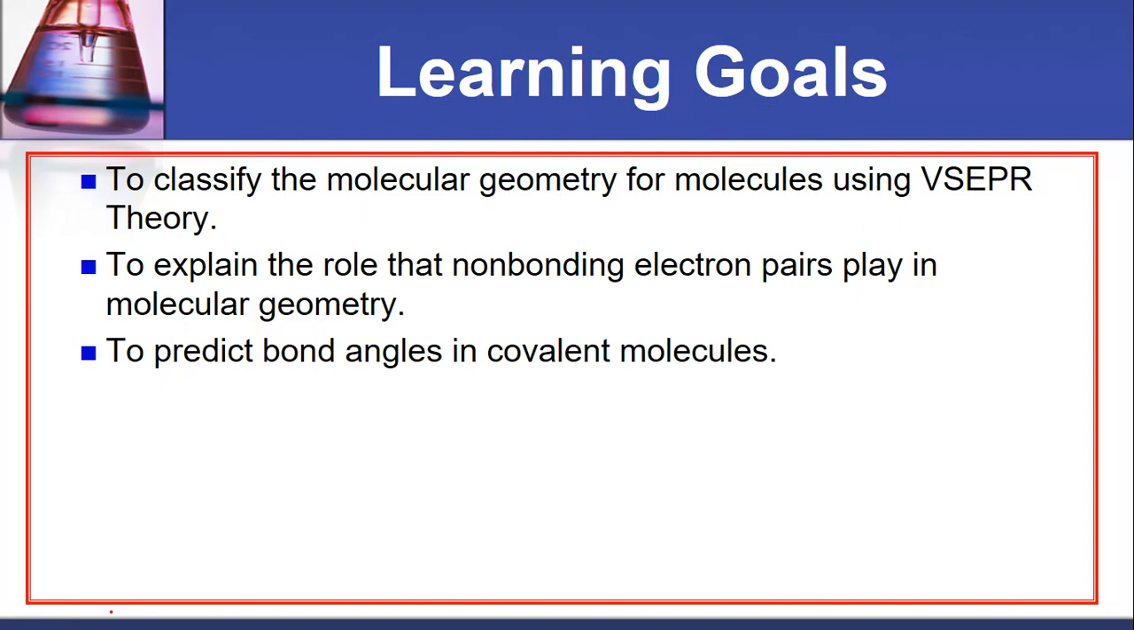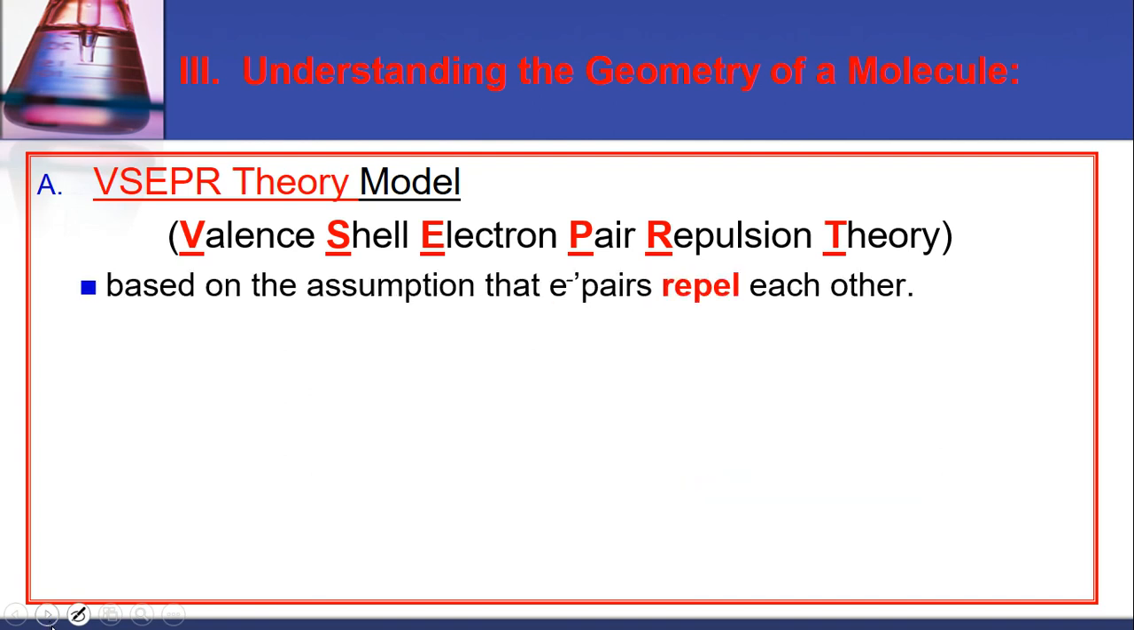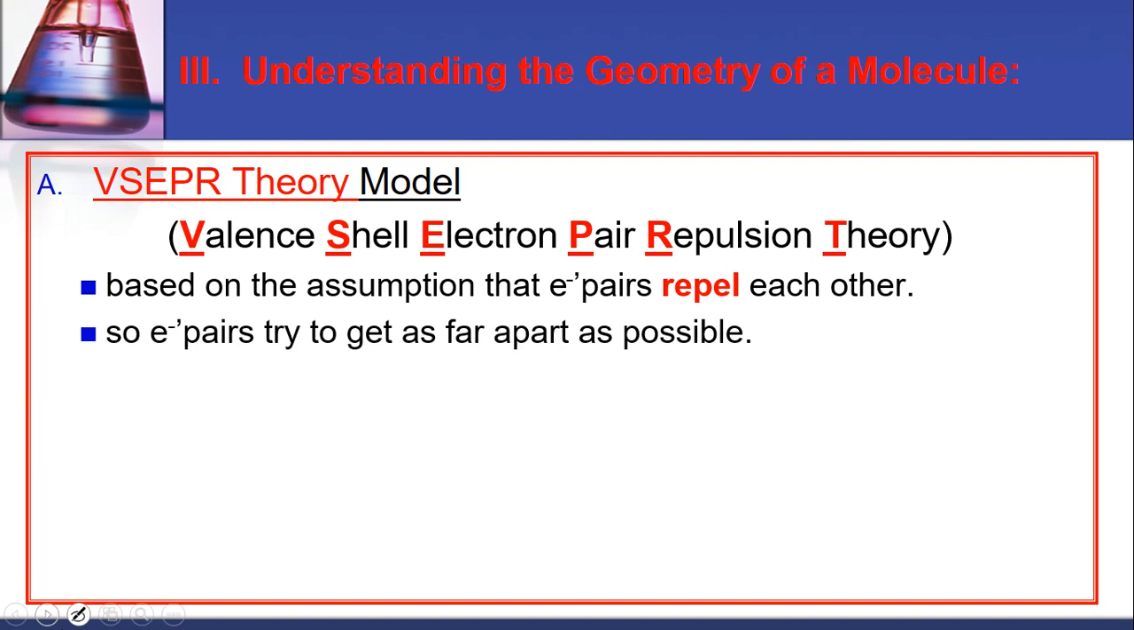So let's get right back to our lesson and let's talk about what exactly this VSEPR theory is. The VSEPR model helps us understand the geometry of a molecule, and VSEPR is an acronym. It stands for Valence Shell Electron Pair Repulsion Theory. And just like the name sounds, it's based on the assumption that the electron pairs repel one another or push one another away. They try to get as far apart as possible.